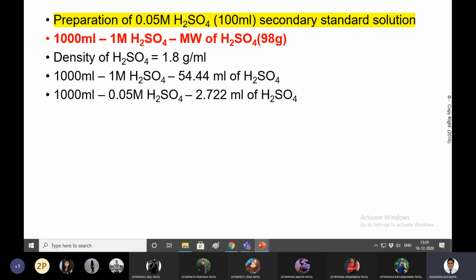Multiply it with 0.05 molar and divide by 1. So 54.44 into 0.05 divided by 1. What will be your answer? 2.72 ml.